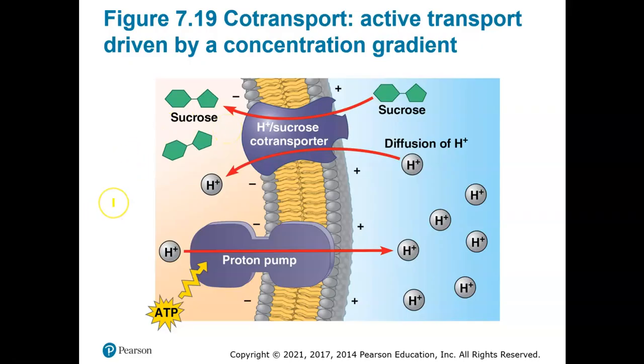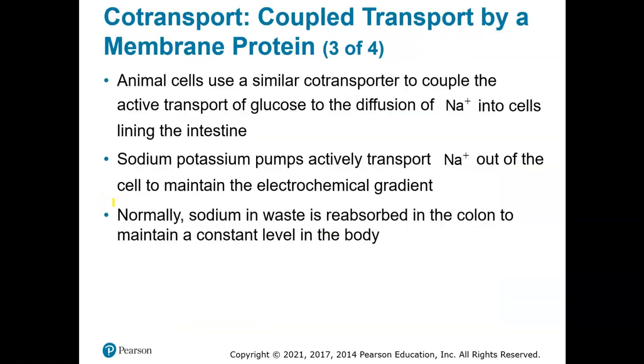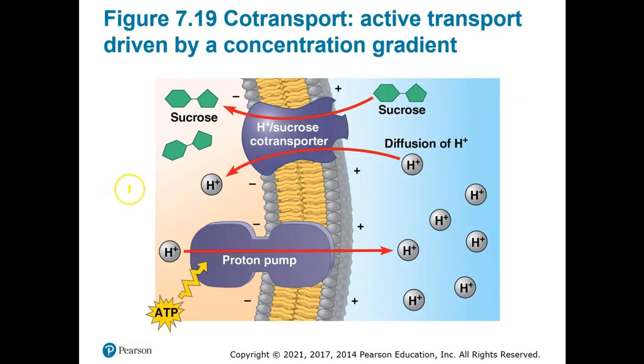And we're going to stop here. I will start with this next slide, which kind of continues on with co-transport. It's going to be the co-transport of sodium and glucose.